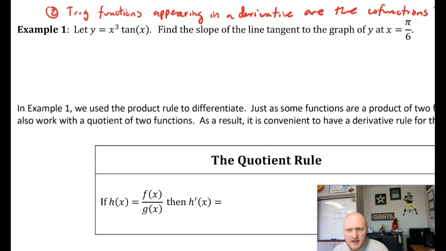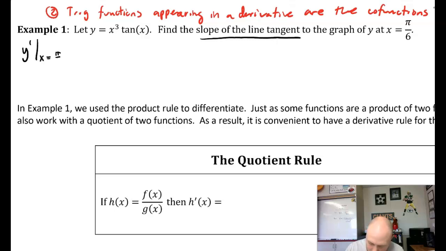Let y equal x cubed tangent of x. Find the slope of the line tangent to the graph of y at x equals pi over 6. So I need the slope of the tangent line. That's going to be y prime, and they want it at x equal to pi over 6. What I need first is to figure out y prime. So y is x cubed times tangent of x. Hey, aren't they multiplying? That's product rule. Two functions multiplying.